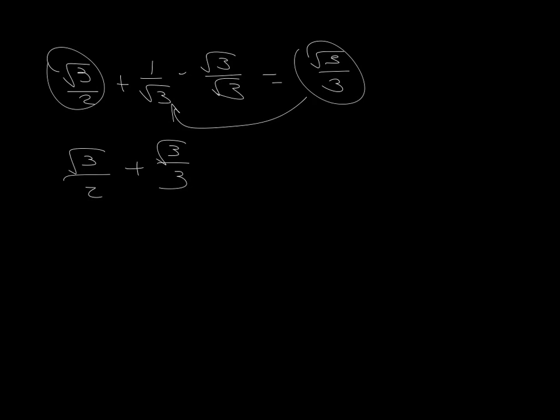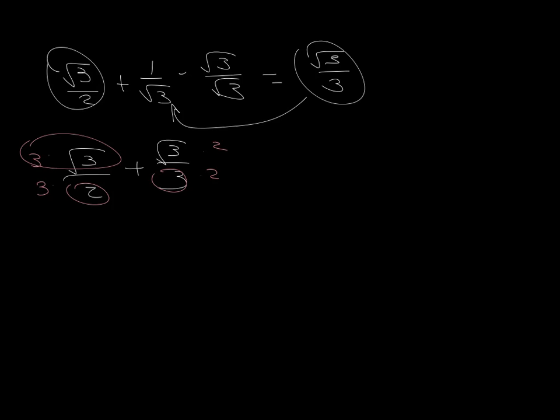Okay, now one of the things that we have going on here is we don't have common denominators. We can't add these without common denominators since they're fractions. So the common denominator is 6. So how do we make that a 6? We multiply top and bottom by 3. How do we make that a 6? Top and bottom by 2.